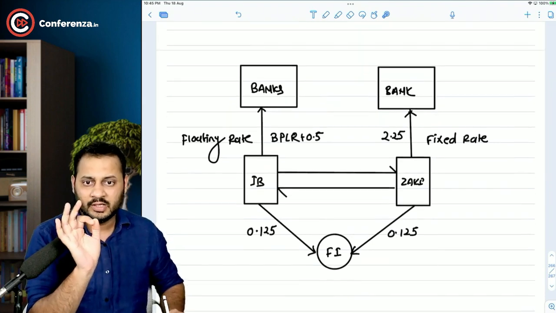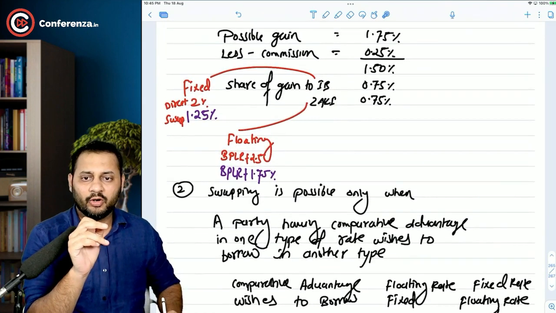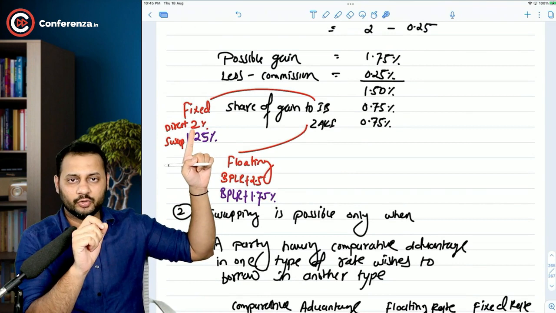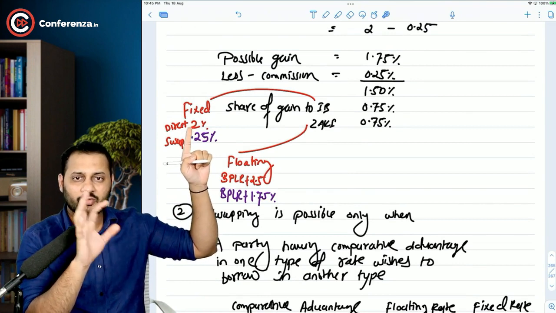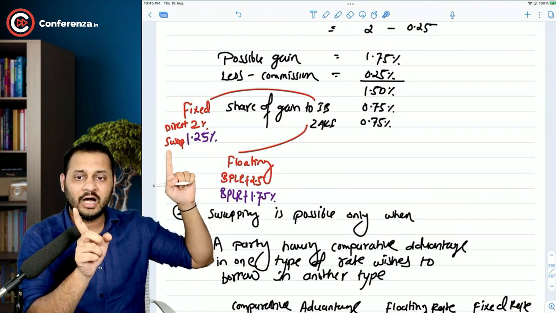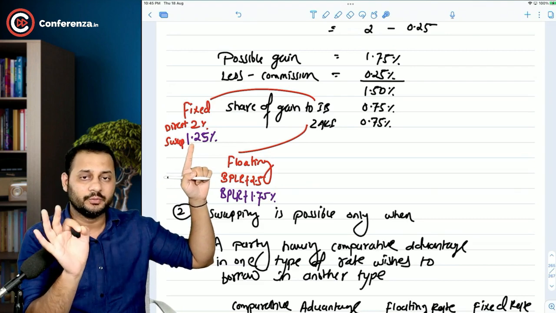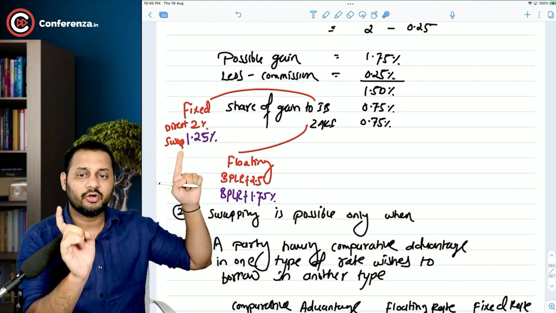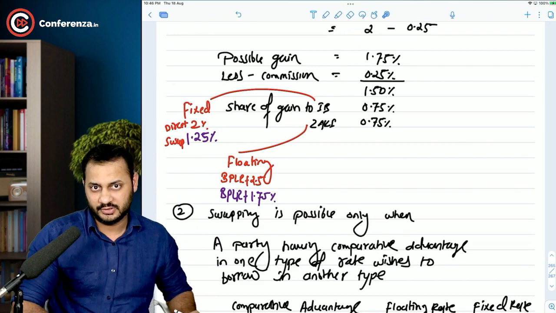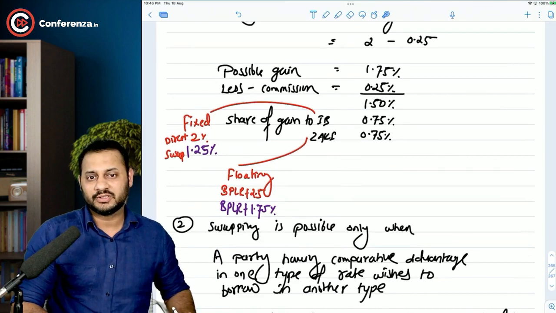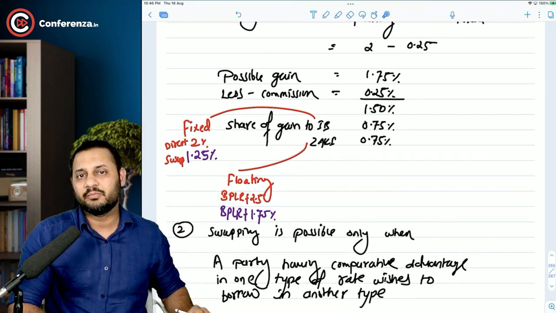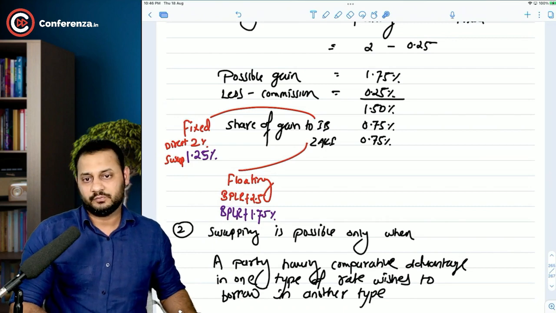Understand one thing, that if you would have borrowed directly from the bank at 2%, it would have cost you 2%, but now the net payment by you should cost you only 1.25%. Only 1.25%, then only you can say 0.75% is my gain.